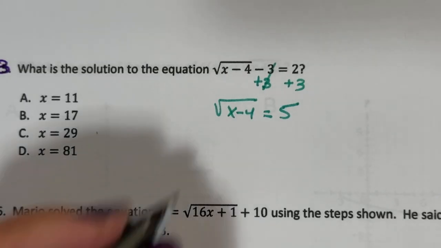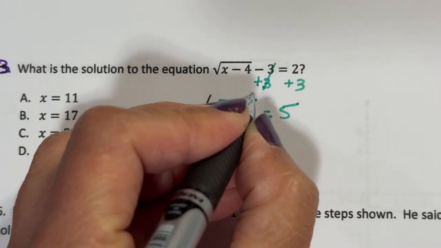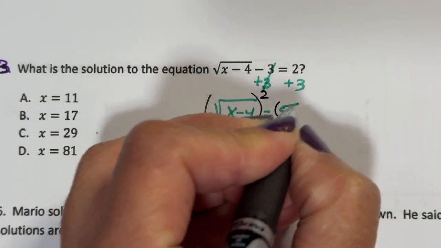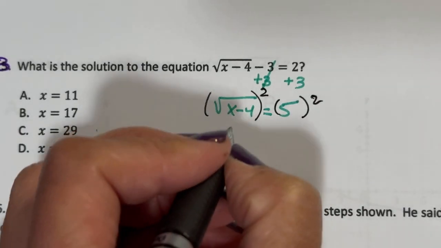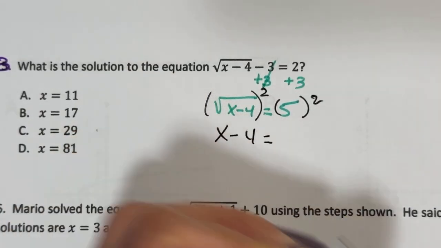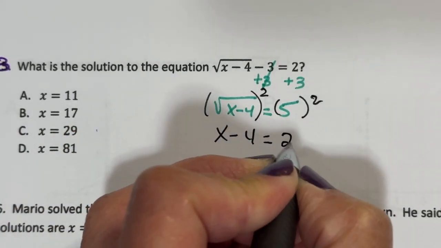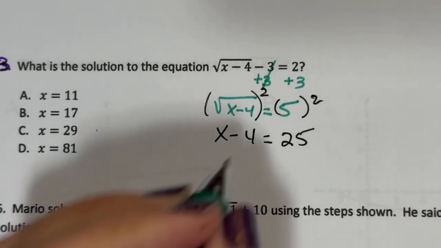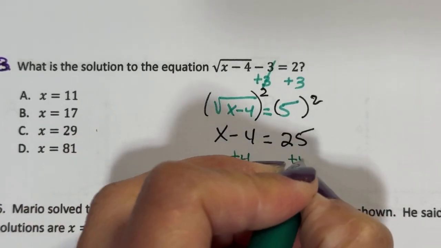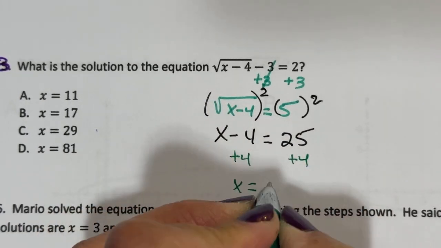So now we could take the radical off. You undo a square root by squaring it, but whatever we do to one side of the equation, we have to do to the other. Poof, the x minus 4 gets to come out. 5 squared, 5 times 5 is 25. And then we need to add 4 to both sides. So x is equal to 29.